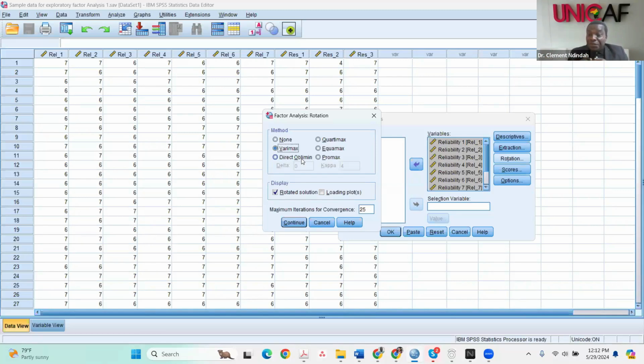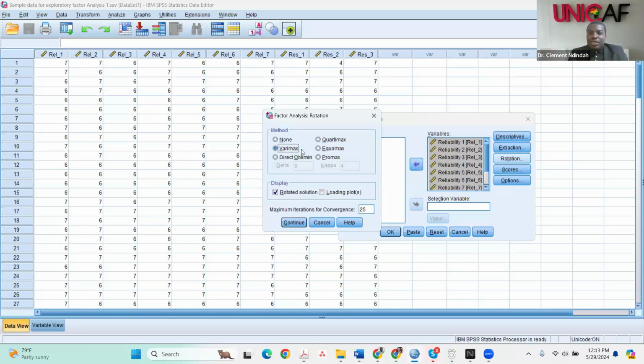But if you actually want to test your instrument, the Varimax option is the kind of rotation you should use. Because you want to categorize your variables into different dimensions, and those categories should be distinct, with no correlation between them, so that you have distinct dimensions that you can use to properly capture the construct that you intend to measure.